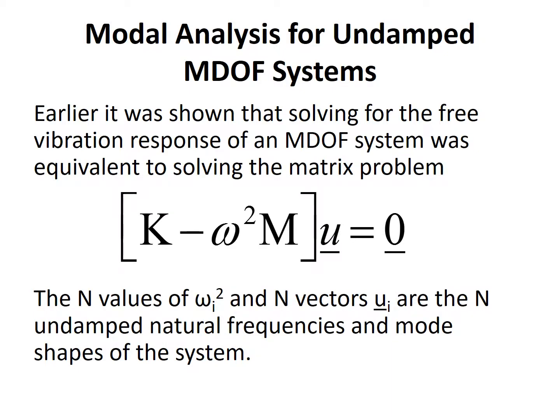In prior work, we showed that the solution for a multi-degree of freedom undamped system was equivalent to solving the matrix problem (k minus omega squared m) u equals 0. Expanding out the determinant of this matrix yields a characteristic polynomial whose roots were shown to be the undamped natural frequencies of the system. Once the natural frequencies were obtained, the mode shapes were obtained by solving this expression for the vectors u sub i for each natural frequency omega sub i.